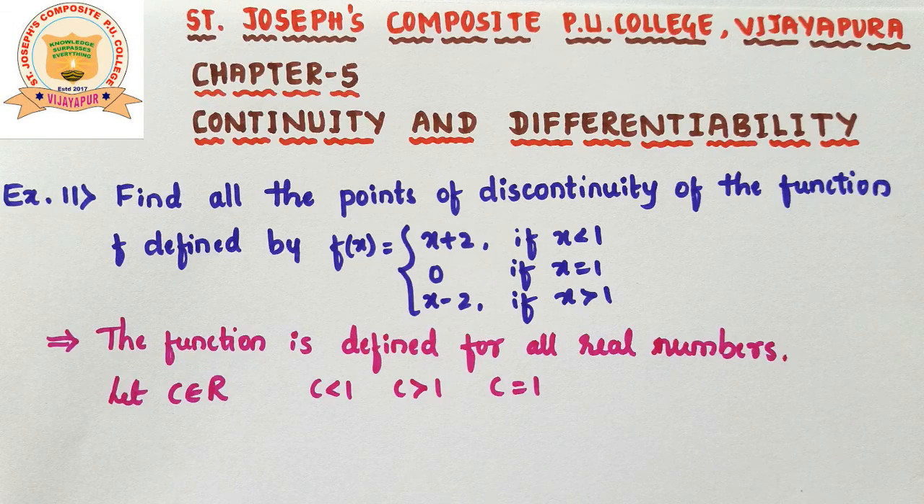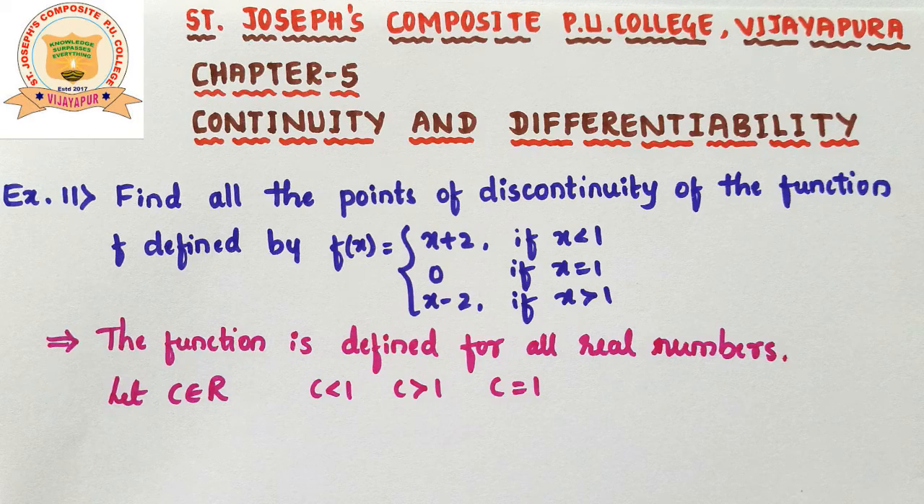Hello everyone. Now we are discussing chapter 5, continuity and differentiability. In the last session we discussed continuity and also solved examples up to 10. Now we will start this session with example number 11.